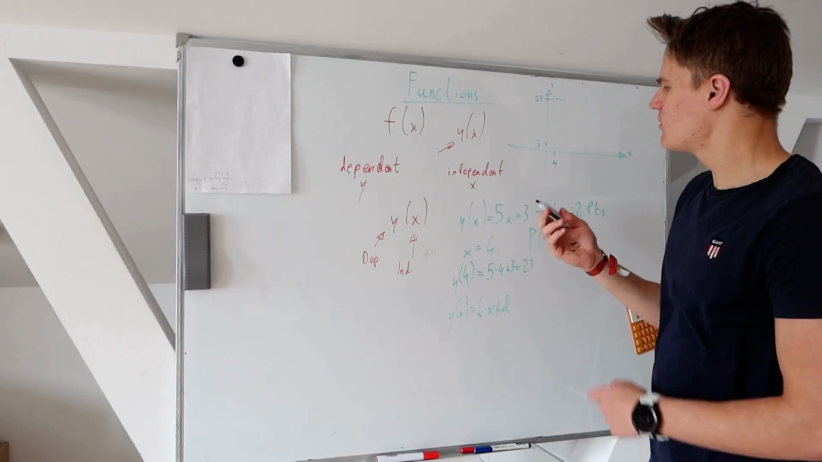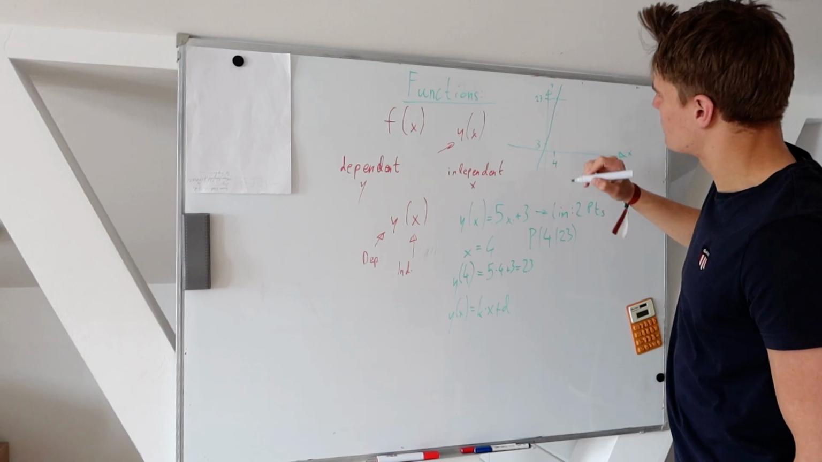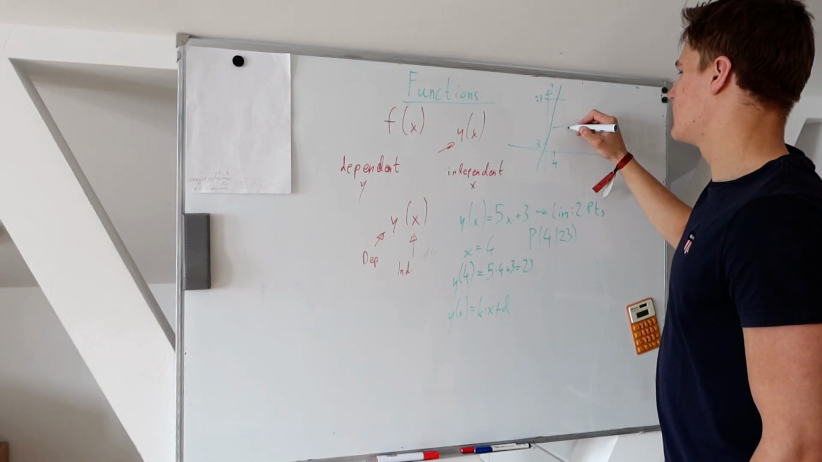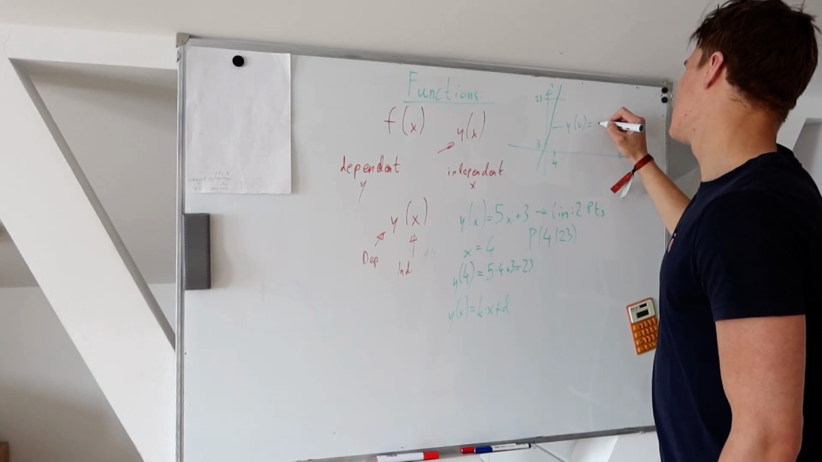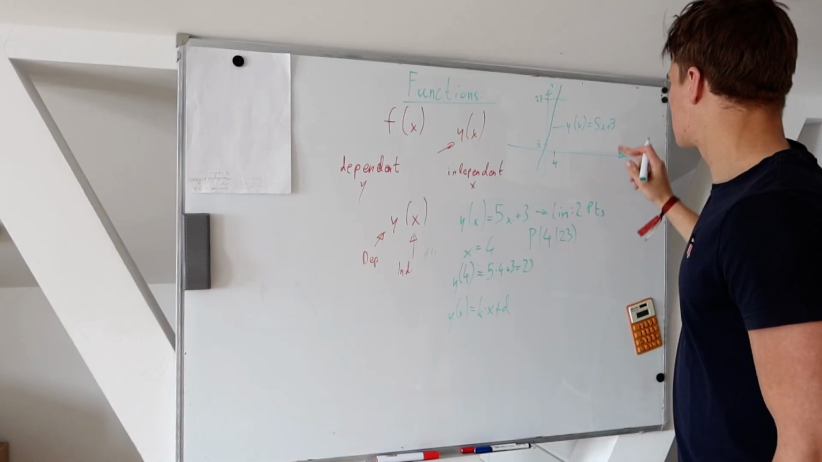And what do we do now? Well, simple, we just connect these 2 points. There we go. And this is y of x equals 5x plus 3. This is what this is, alright?